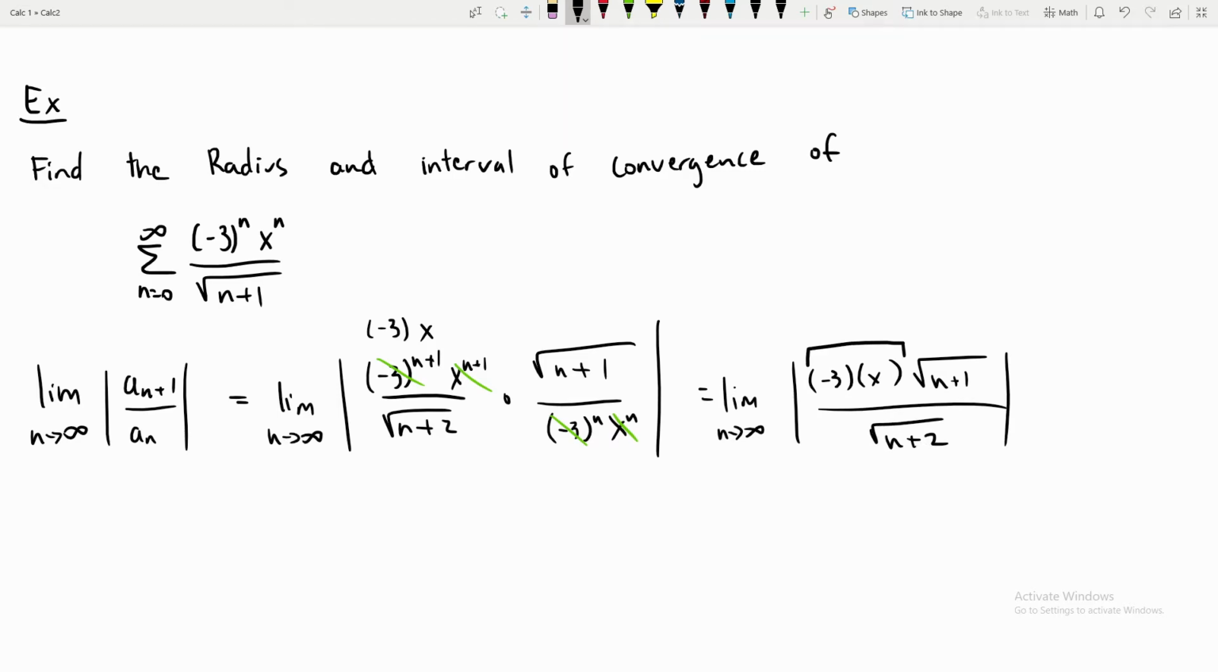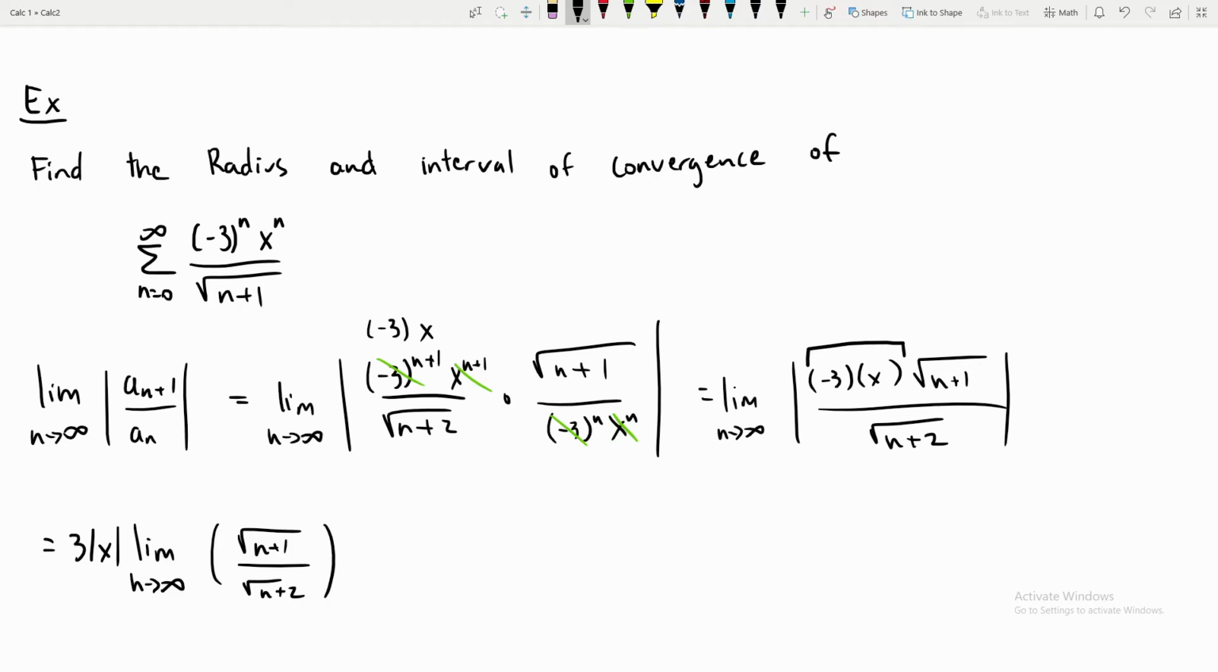These two terms are not dependent on n, so we can bring them out of this limit. However, once we bring minus 3 outside of these absolute value brackets, we need to apply them to it, so it will turn into a 3, because the absolute value of minus 3 is 3. So this will equal 3 times the absolute value of x. We keep the absolute value of x because we don't know what the value of x is, so we just need to keep those around. And then we multiply this by the limit as n approaches infinity of the square root of n plus 1 over the square root of n plus 2.